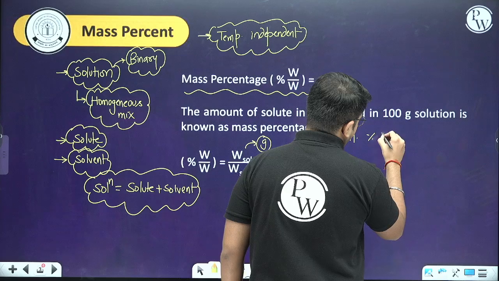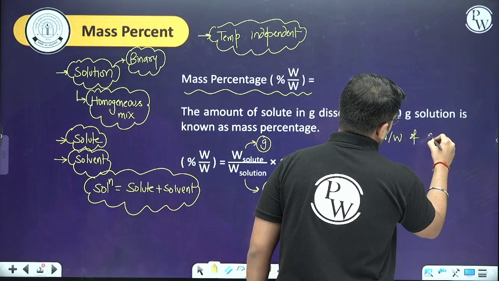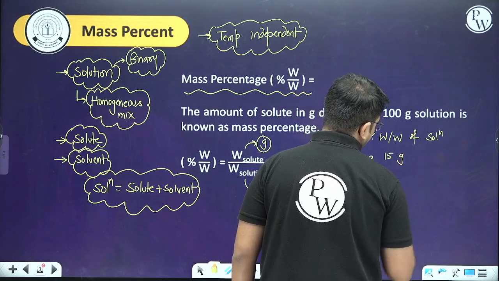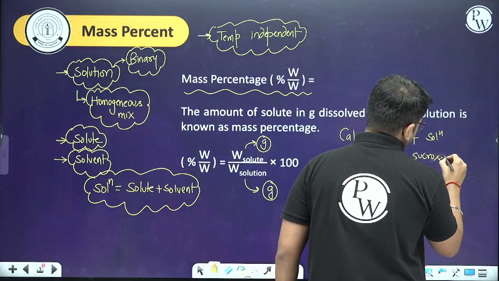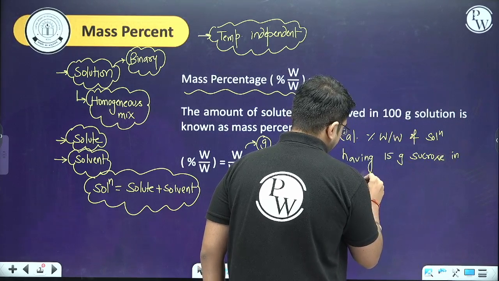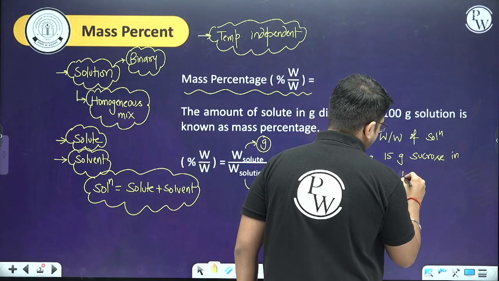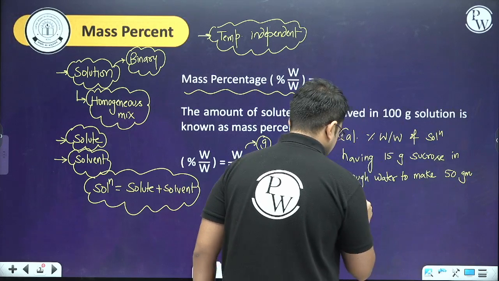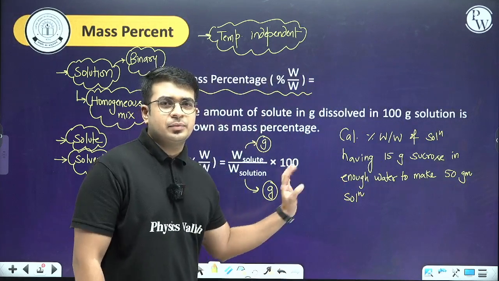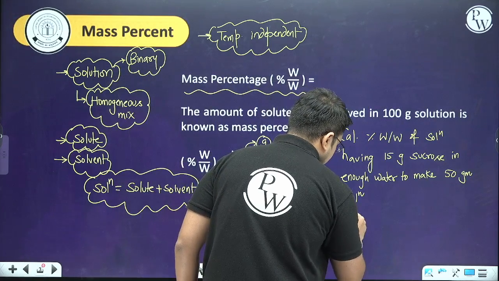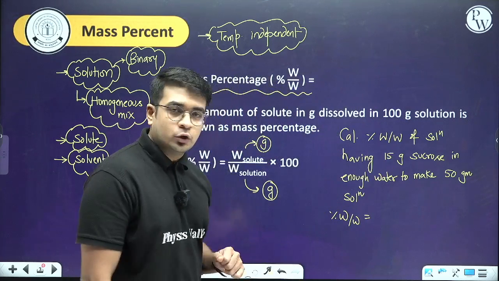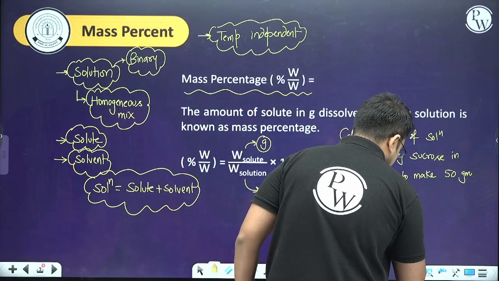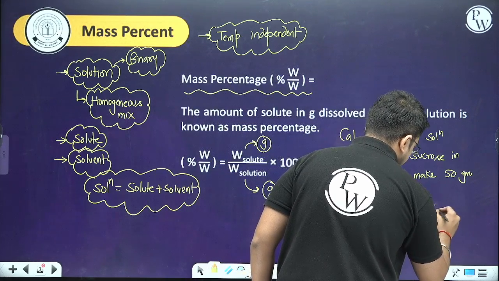Calculate percentage W by W of solution having 15 gram sucrose in enough water to make 50 gram solution. Very simple question. So in that case you can see that percentage W by W will be equal to amount of solute, which is 15 gram, divided by amount of entire solution, which is 50 gram, multiplied by 100. So you can see that will be 30%.